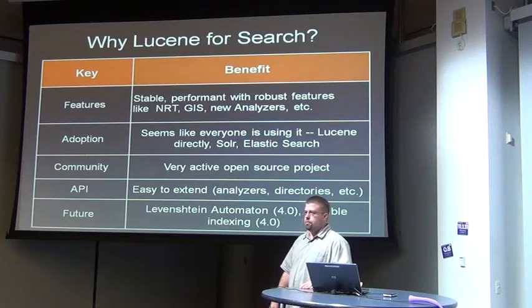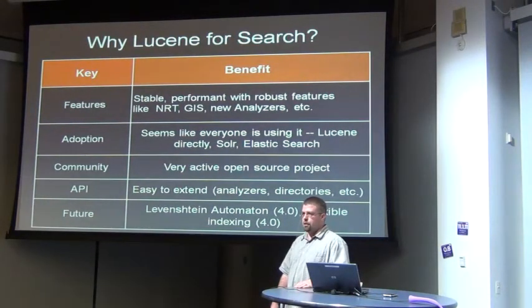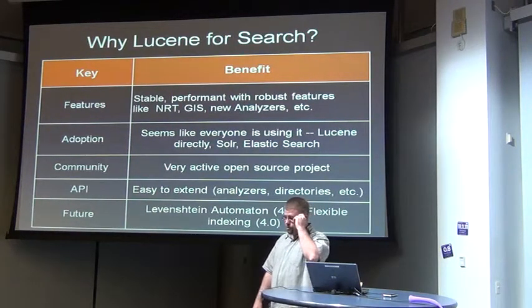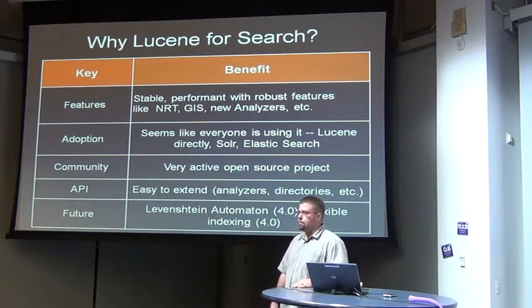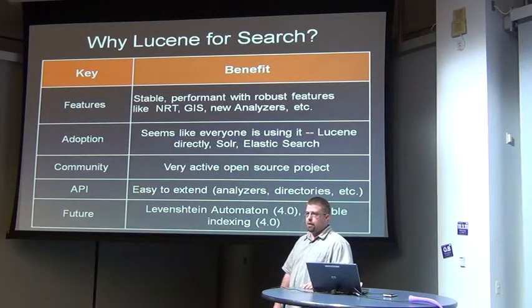So, as we all know, Lucene is really good for searching. It's a great library, so that's why I chose it. There's a big community. There's a lot of custom queries that have been written, a lot of features. It's got great adoption. As we were just discussing, there's several other projects that open source Lucene as a distributed service. The API is very easy to extend and make into whatever you'd like. And the future of Lucene is looking good. Flexible indexing, a lot of performance improvements overall for fuzzy queries and various things.